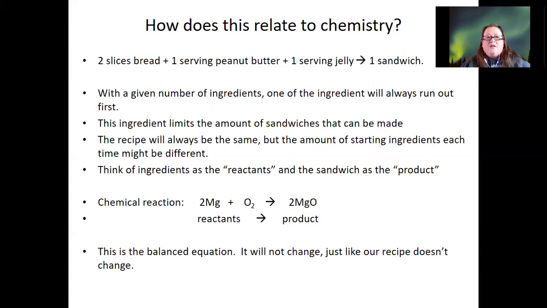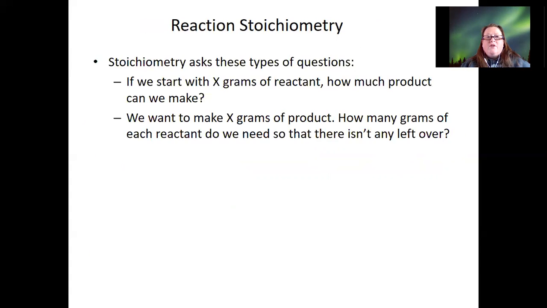So with reaction stoichiometry, stoichiometry asks these types of questions. If we start with a certain amount of reactant, how much product can we make? So let's say I am running a factory that makes fertilizer, and one of the main ingredients in fertilizer is ammonia. So if I have 10 tons of ammonia, how much fertilizer can we make?